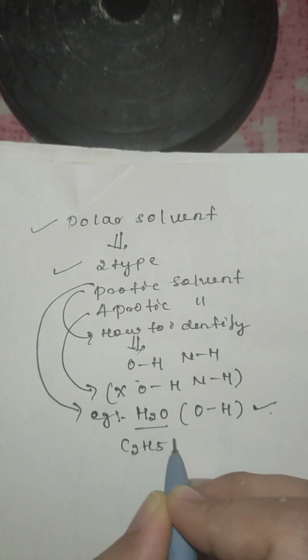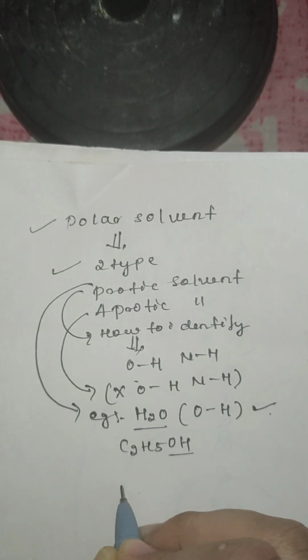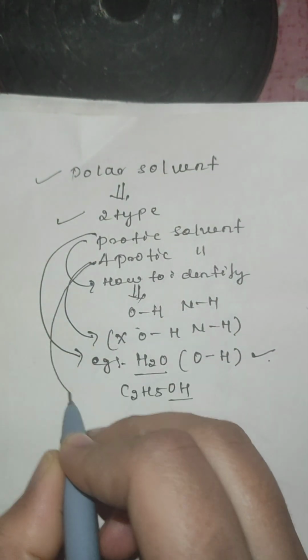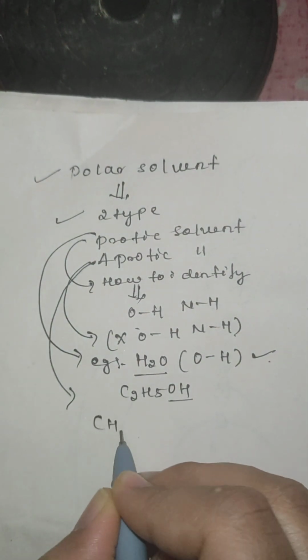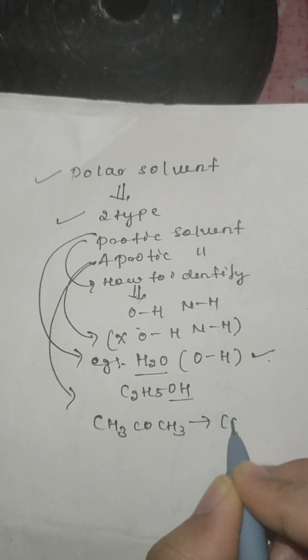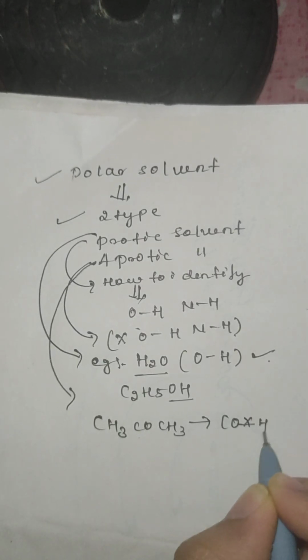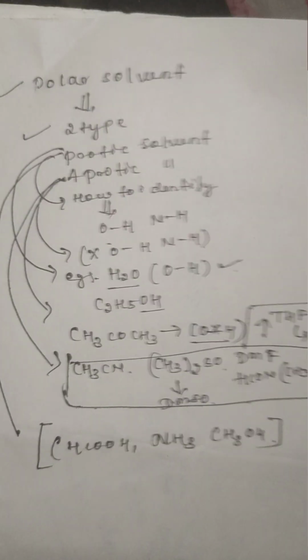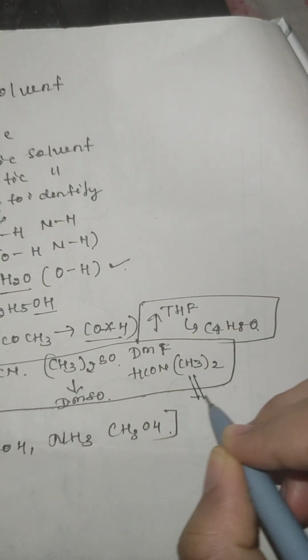Okay, first we have to see the water molecule. Water contains an oxygen to hydrogen bond. Then ethanol, C2H5OH, where the OH group is present. And CH3OCH3 does not contain an oxygen to hydrogen bond, so we consider it an aprotic polar solvent.